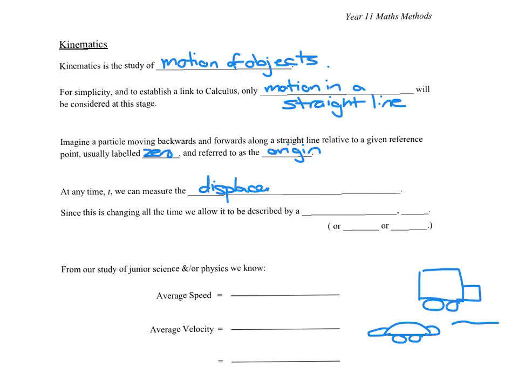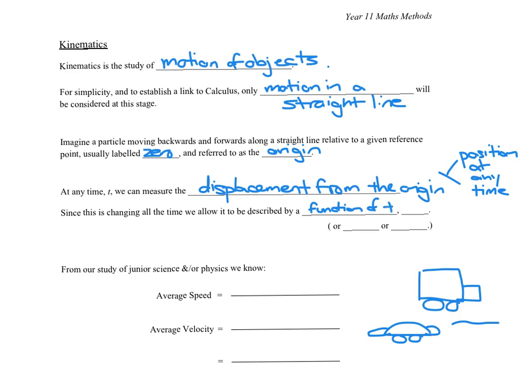Now remember, there's a difference between displacement and distance, and we'll talk about that in a second. So that is basically the position at any time. All right, that's what your displacement means. It's the position at any time, and we're going to talk about that relative to the origin, how far you are from where you started. Since this is all changing all the time, as you're moving, you're changing your distance, you're changing your velocity, you're changing your acceleration.